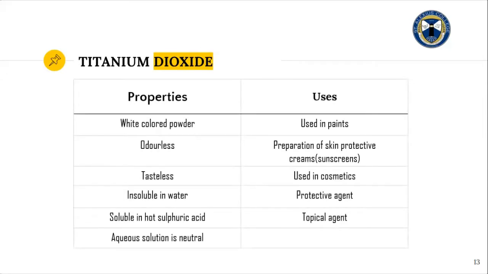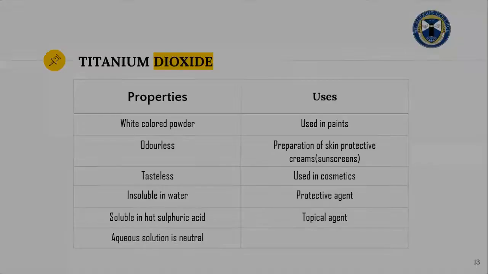Titanium dioxide properties or the physical characteristic: it is a white colored powder, tasteless, odorless, insoluble in water, and soluble in hot sulfuric acid. And the primary use of titanium dioxide: it is used in paints, preparation of skin protective creams, also known as sunscreens. It is also used in cosmetics, and as a protective agent and a topical agent.